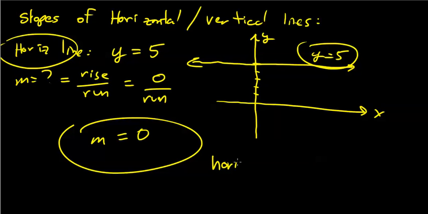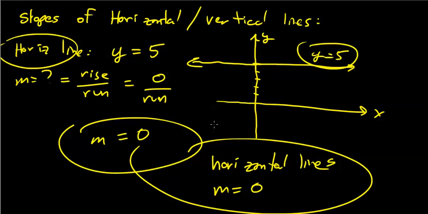So let me write that down. Horizontal lines always have slope equal to 0. Horizontal lines, slope is 0. It really doesn't matter the 5; there's nothing sacred about the 5 here. I could have played this game with any line of the form y equals constant. So no rise means a slope of 0.